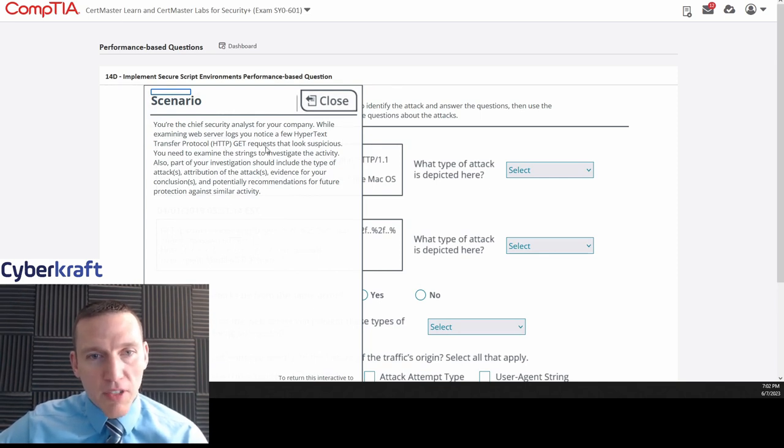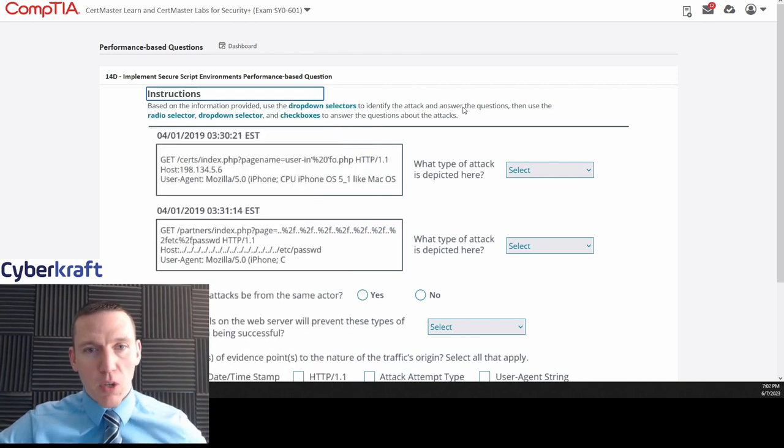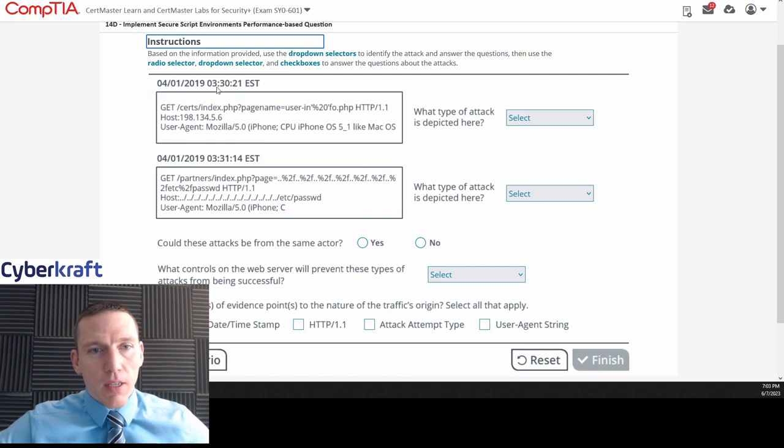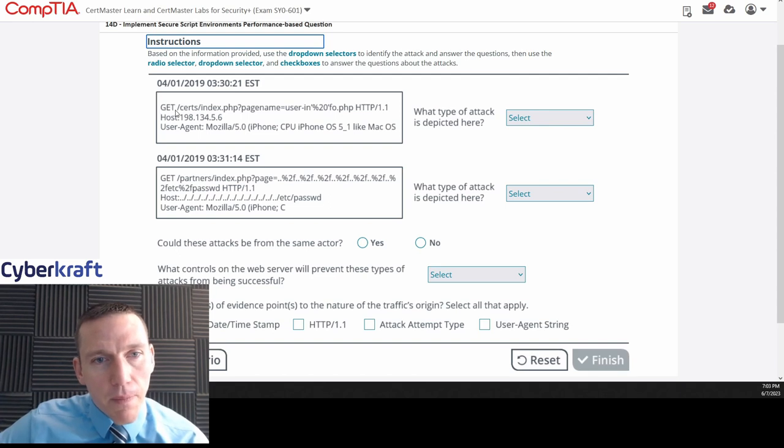It does tell us that we have some GET requests, so we're doing some sort of packet sniffing, probably using Wireshark. So let's see what we have here. Okay, so we have two timestamps and two requests. These are GET. The timestamps are both 2019, about the same time. Okay, so one after another. So this is probably related or maybe done by the same person. But let's take a look at this GET.